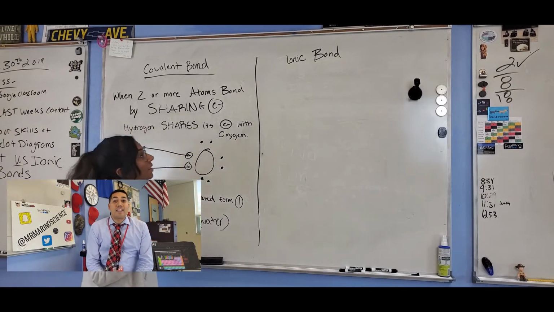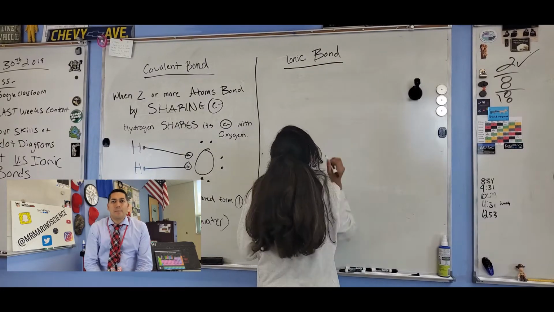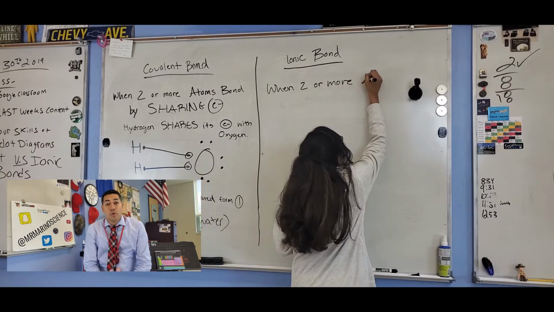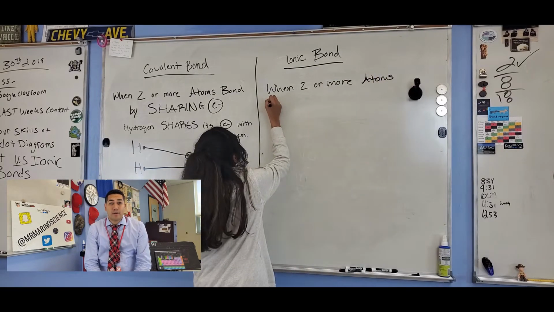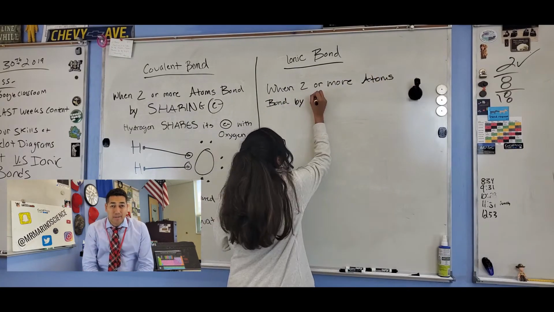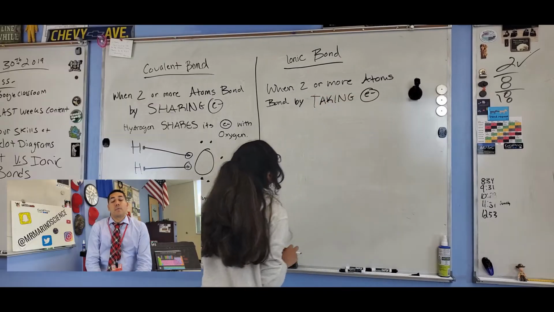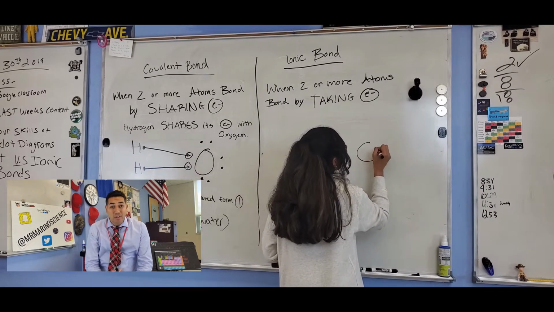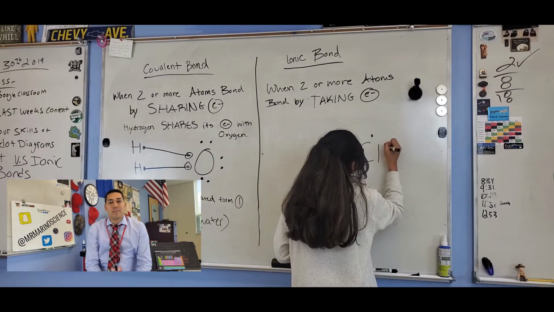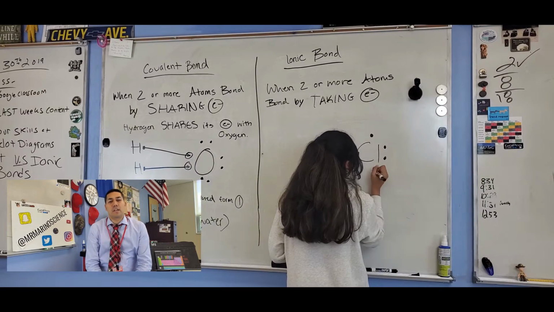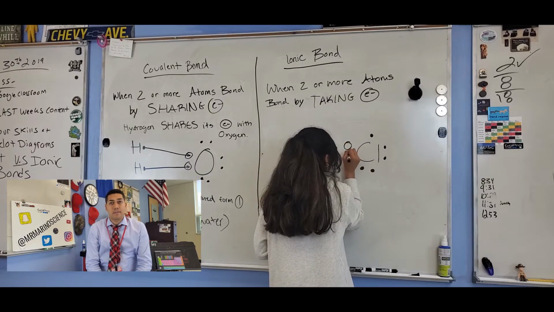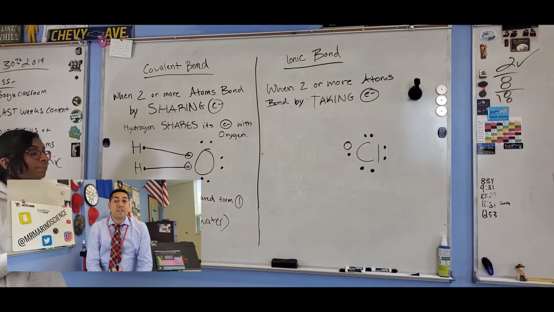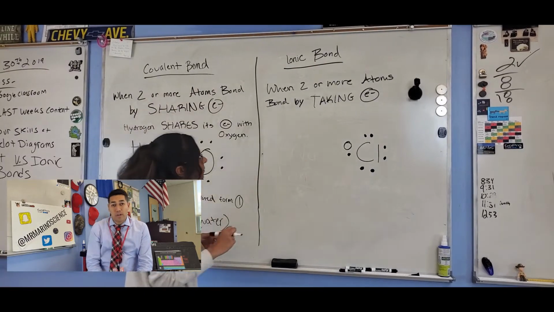Next, we're going to look at the ionic bond, which is a little bit more complicated and a couple more things are happening. An ionic bond is when 2 or more atoms bond together by taking electrons. So in our example, we're going to use chlorine and sodium, table salt. Chlorine has an atomic number of 17, which means there are 7 electrons on an outer cloud. Because there are 7, it leaves space for 1 more electron.